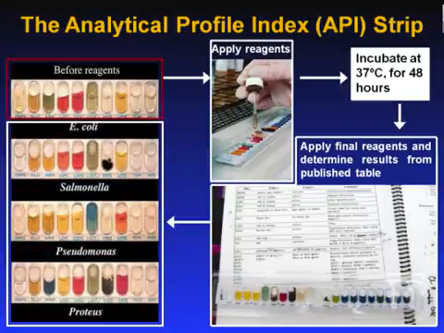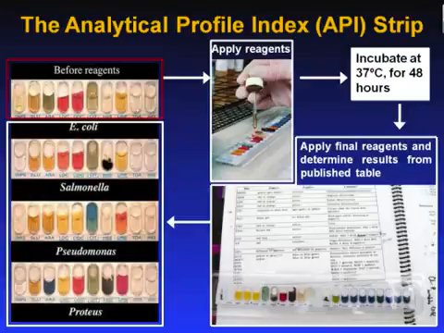Some of the tubes are to be completely filled, for example, tests CIT, VP, and GEL, whereas others are topped off with mineral oil so that the anaerobic reactions can be carried out, for example, tests ADH, LDC, ODC, H2S, and URE. The strip is then incubated in a small plastic humidity chamber for 24 to 48 hours at 37 degrees Celsius. The reagents in the cupules are specifically designed to test for the presence of products of bacterial metabolism specific to certain kinds of bacteria.